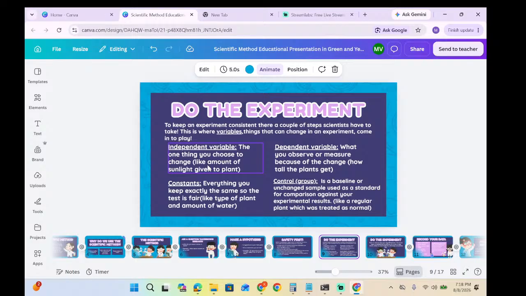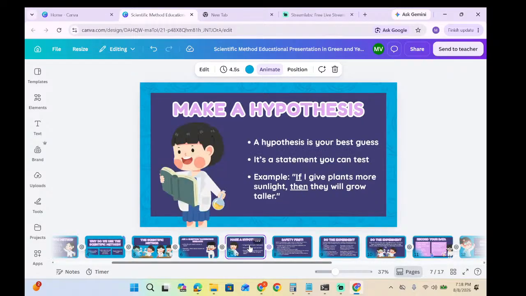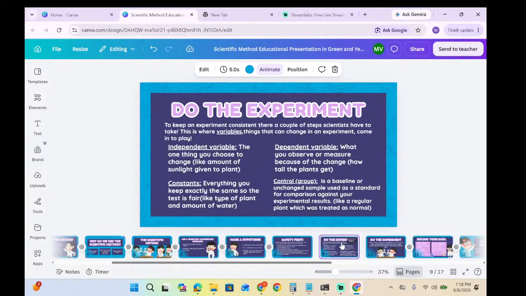Independent variable, the one thing you choose to change in an experiment. Given our previous hypothesis, if I give plants more sunlight, then they will grow taller. That is what we're going to change, the amount of sunlight. So that's our independent variable. What we're actively changing to figure out the effect on our experiment. So the independent variable is the thing we change. That's all you have to remember. The amount of sunlight given to a plant.